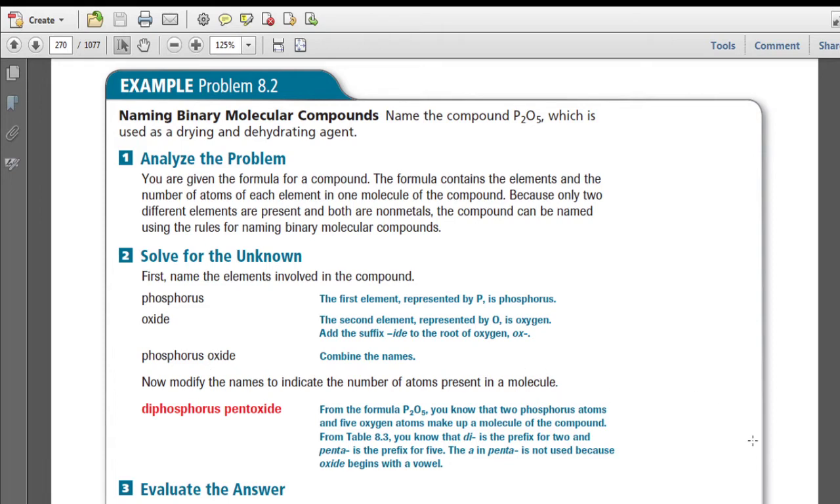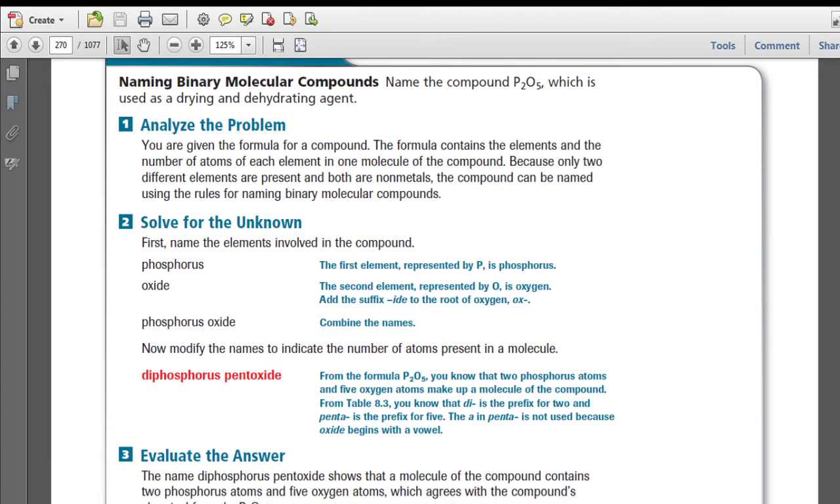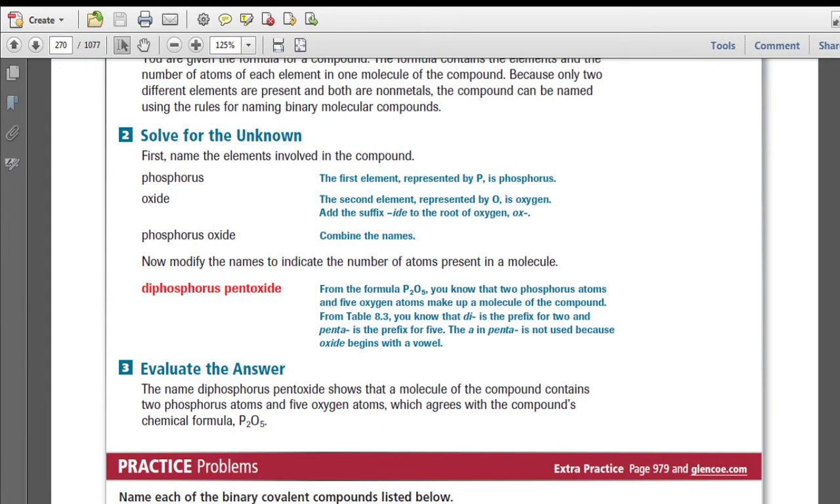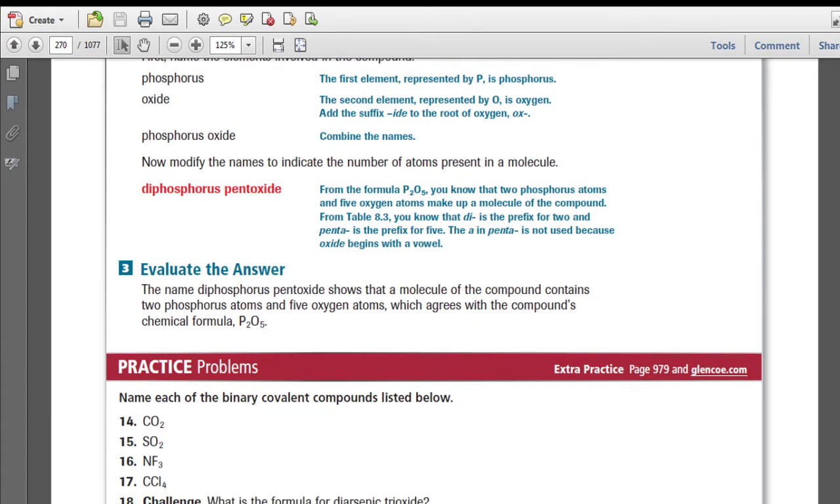Now we're going to look at how many of each of these we have. Because we have 2 phosphorus in the compound and 5 oxygens, we're going to put a di, which is the prefix for 2, in front of the phosphorus. And then we're going to put the prefix penta in front of the oxide. And again, this is one of those instances where we drop the A from penta and just call it pentoxide, just to avoid that awkwardness in pronunciation.